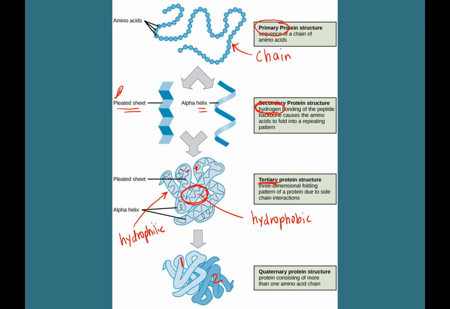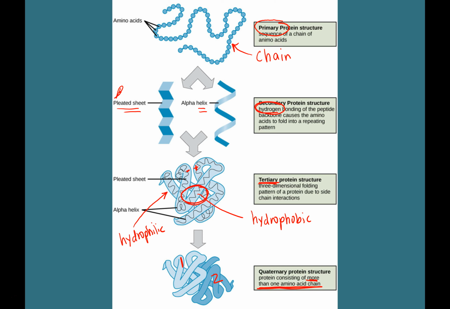So in the case of hemoglobin, it has 4 polypeptide chains that have all interacted. But the quaternary structure is basically more than one amino acid chain. So that's how the proteins can fold.